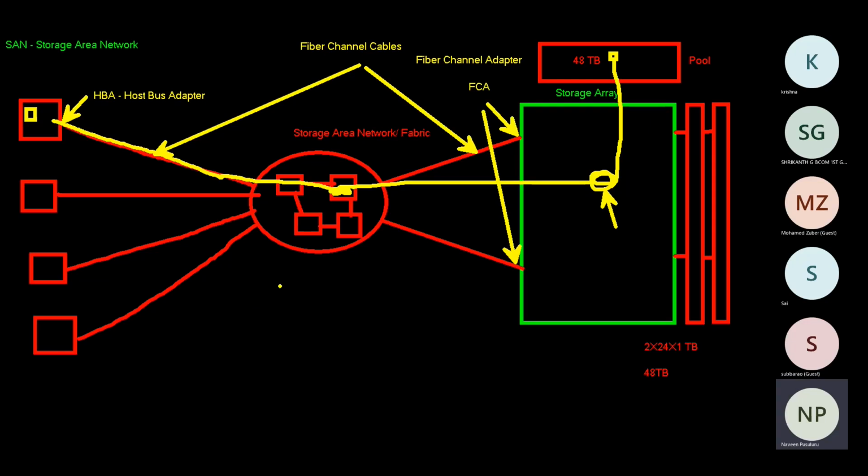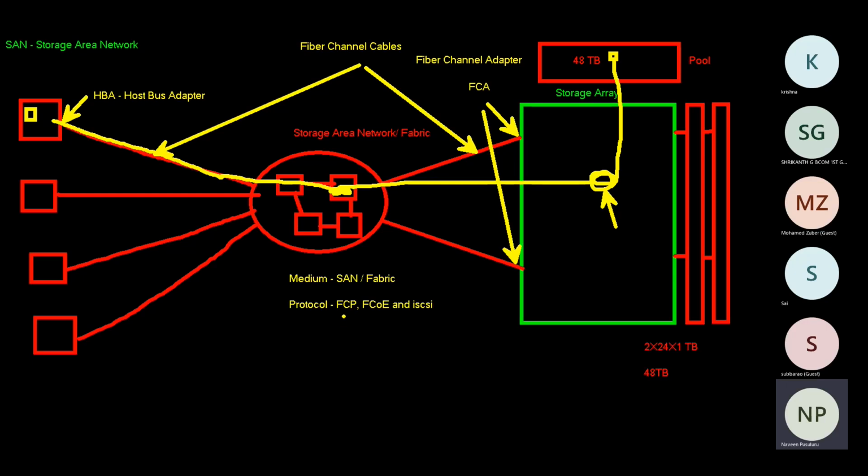And what is the medium here? The storage area network, or we can call it a fabric as well. Fabric is the medium. What about the protocols here? In NAS, we have the CIFS and NFS protocols, right? But when it comes to SAN, we have FCP, FCoE, and iSCSI. These are the three protocols available in SAN.